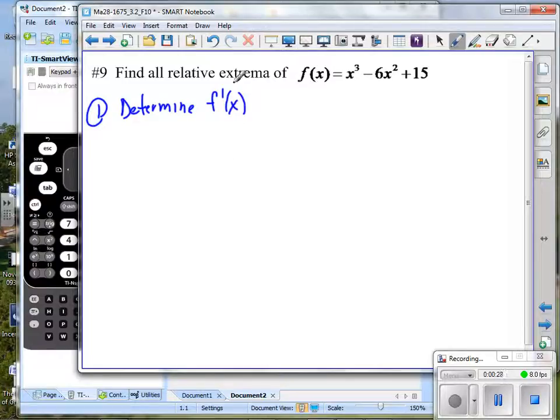Now, I did this with the other classes today. Did we look at a sign chart on Thursday? Okay, good. So we don't need to work that hard then to develop one here.